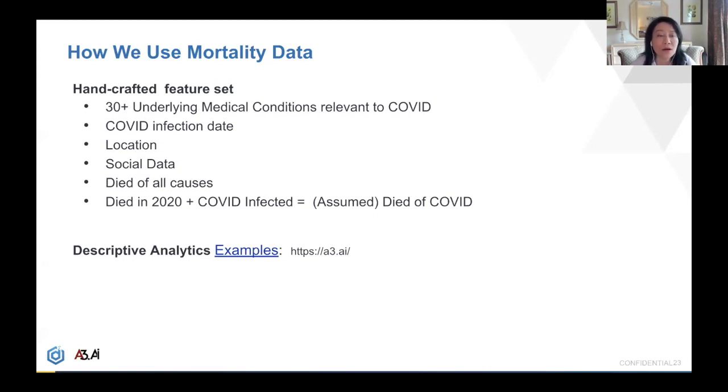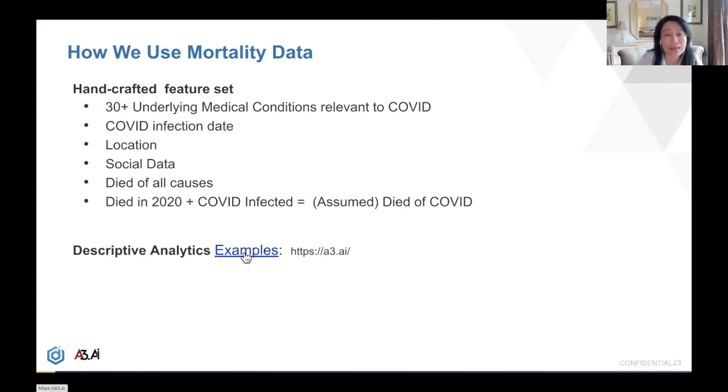And then we also look at people who died of all causes in the mortality data, look at their underlying medical conditions, and then compare the subset of folks who passed away but who were COVID infected during 2020. With that intersection, we assume these people died of COVID. As you know, that's just a proxy, but that's kind of as good as it gets due to the de-identification needs. So we are playing with those numbers.